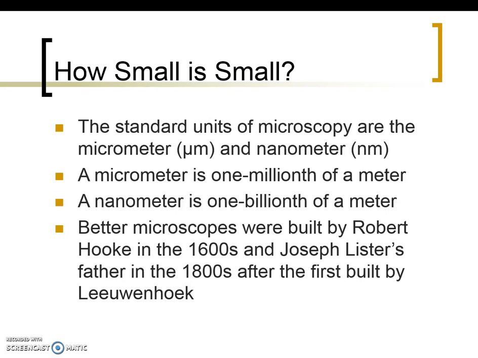So we had Robert Hooke making microscopes in the 1600s, and then Joseph Lister's father actually built microscopes in the 1800s. And of course we already mentioned Anton von Leeuwenhoek, which was the guy who really gets the credit for inventing the first microscope, even though it wasn't technically the kind of microscopes we know of today. But definitely you should know these names. Robert Hooke, we already talked about Joseph Lister, but now we're also talking about his dad, and then of course Leeuwenhoek.